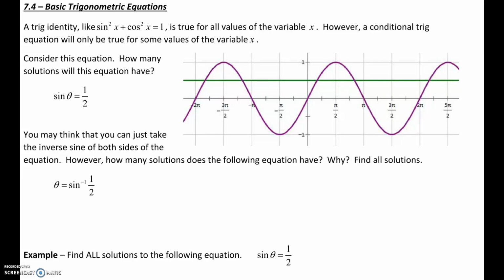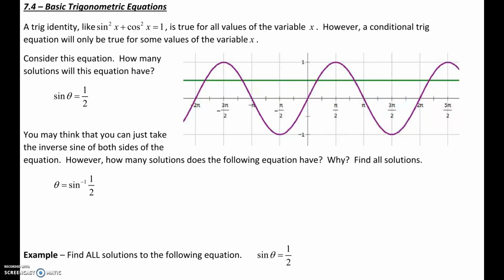Okay, so we are on 7.4, basic trig equations. Remember, a trig identity like sine squared plus cosine squared equals 1 is true for all values of x. No matter what x is, it's always going to be true. You can pick anything and plug it in and it'll work. However, a conditional trig equation will only be true for some values of the variable x.